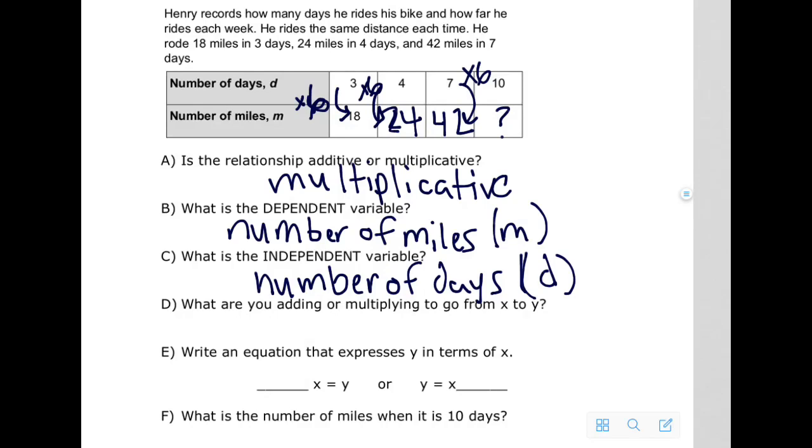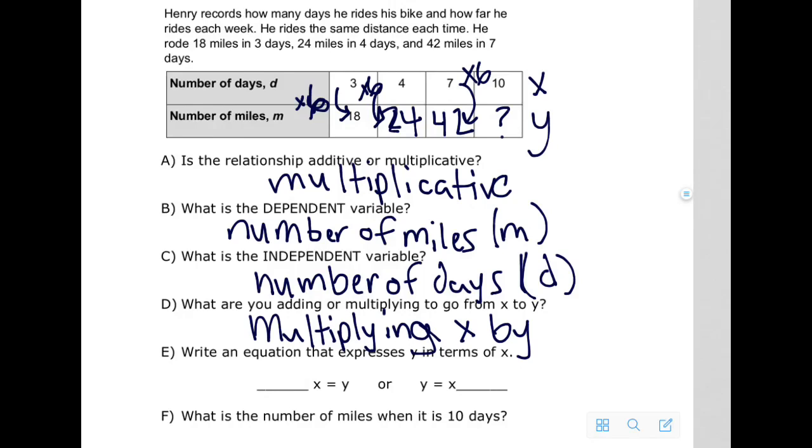What are you adding or multiplying to go from X to Y? And when it says X to Y, I know that my independent is X and my dependent is Y. So to go from X to Y, I'm multiplying X by 6 to get Y.